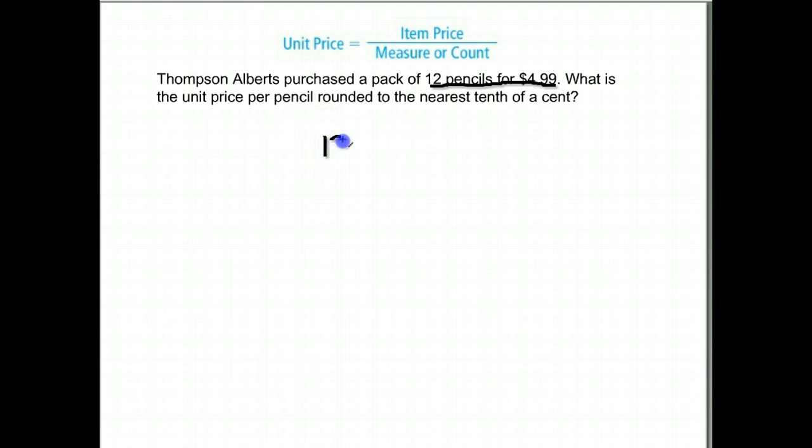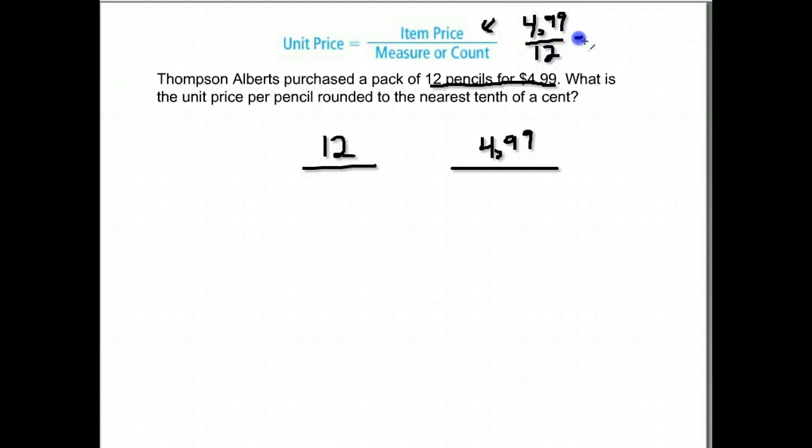Well, we have 12 pencils, right? And we have a price of $4.99. To find the unit price, you take the price of the item, so $4.99, and you divide it by how many there are. There are 12. Okay, $4.99 divided by 12 is 0.4158, and it keeps going.